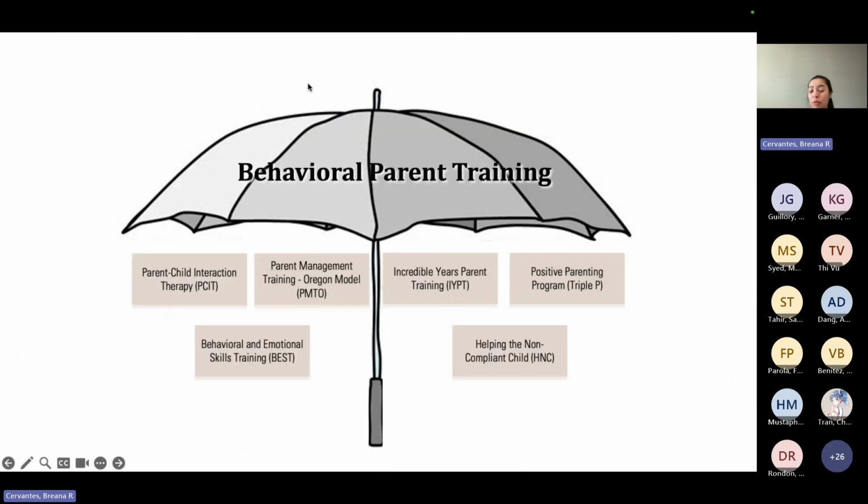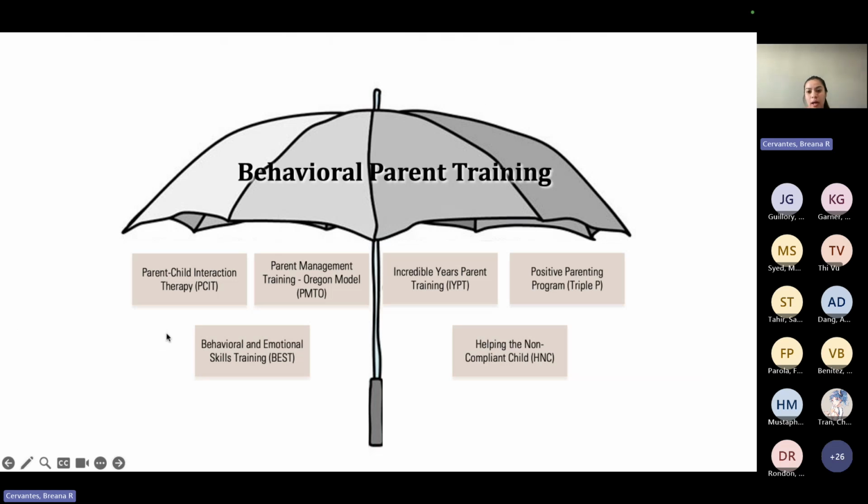So this is our umbrella of behavioral parent training. That's the umbrella term for working with the parent in order to then manage the child's ADHD or disruptive behavior problems. It's like a brand umbrella name, and underneath that there are specific interventions with different names, but they're all rooted in behavioral parent training.